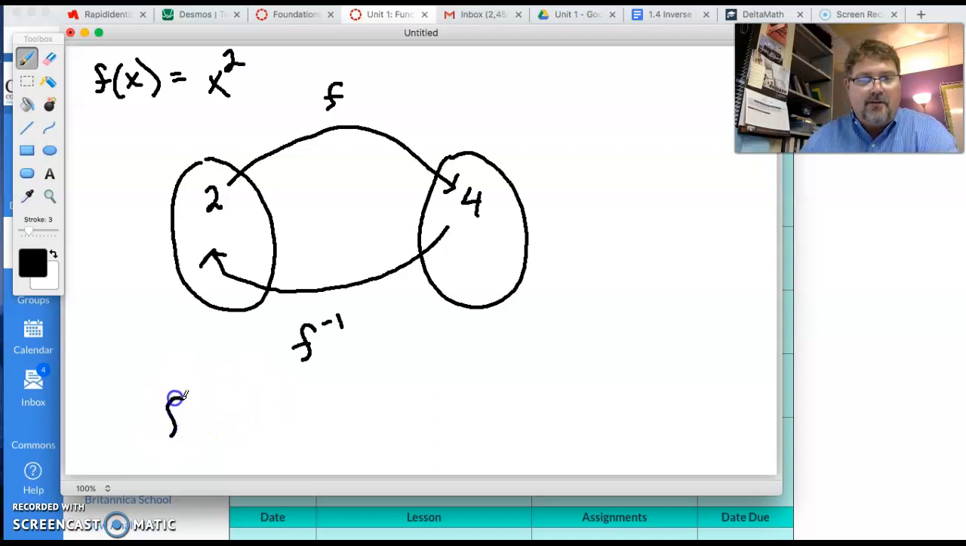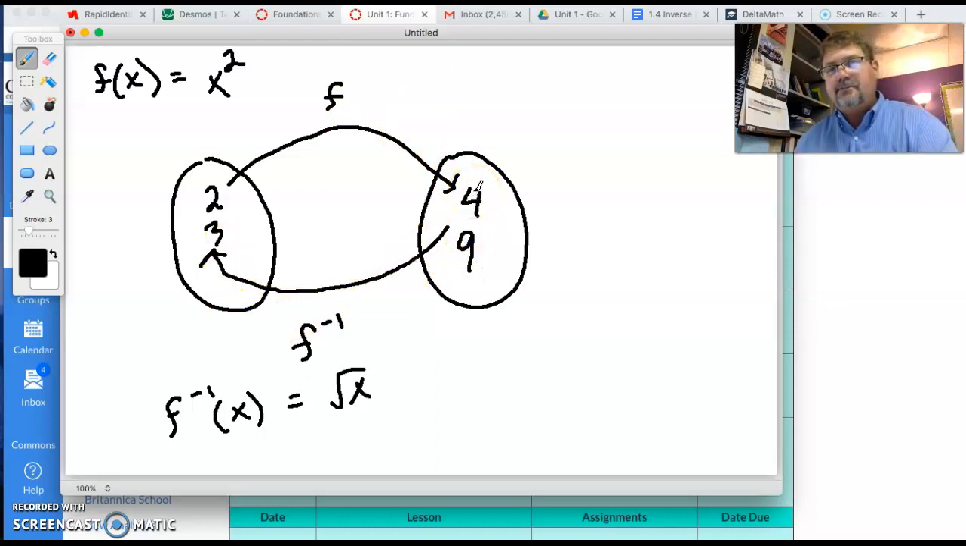So F inverse of x is the square root of x. And you can see that it works. If you put a 3 in, 3 gets squared, becomes a 9. 9 comes back to a 3. That's what an inverse function does.